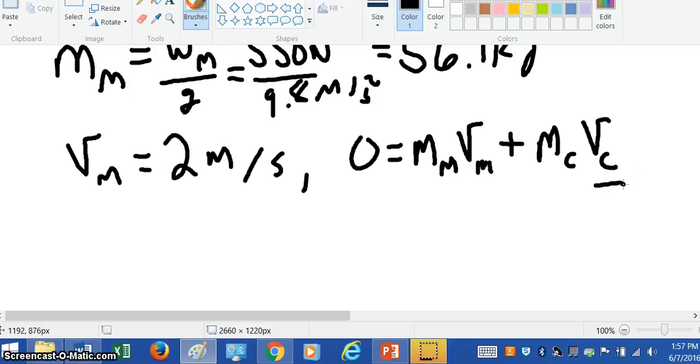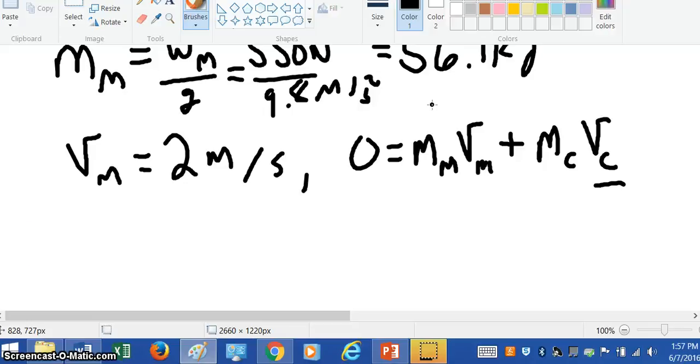Well, these two parts are separated. The mass of the mother times velocity of the mother, that's what we call a term, since it's separated by a plus sign. So to isolate the velocity of the child, we have to put this term on the other side. And so all we're going to have to do is add a negative mass of the mother times the velocity of the mother to both sides of the equation.